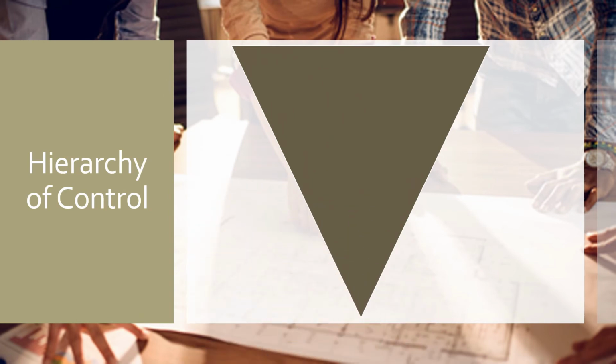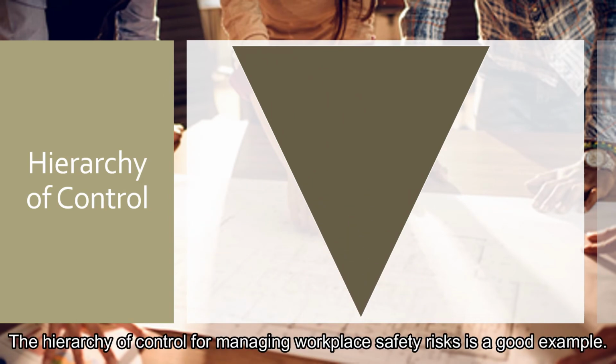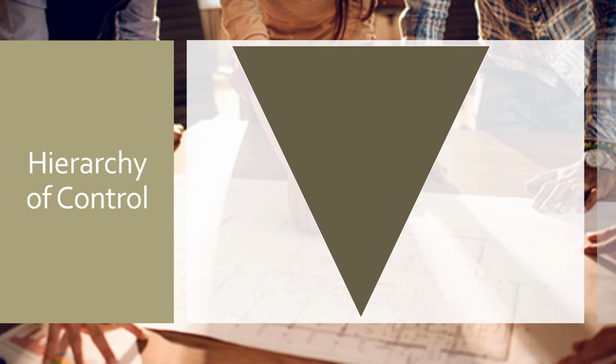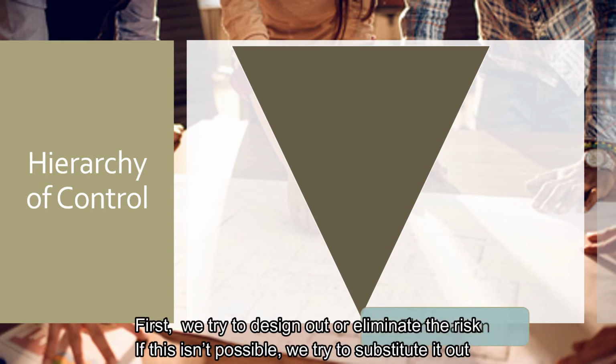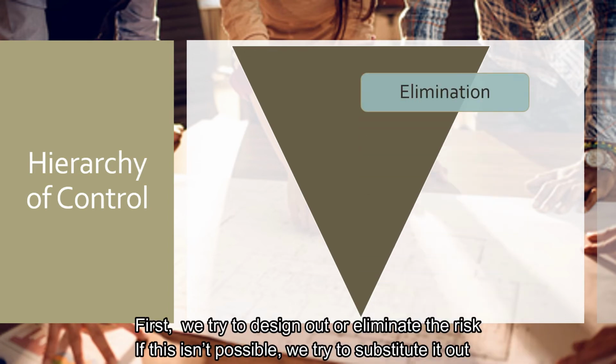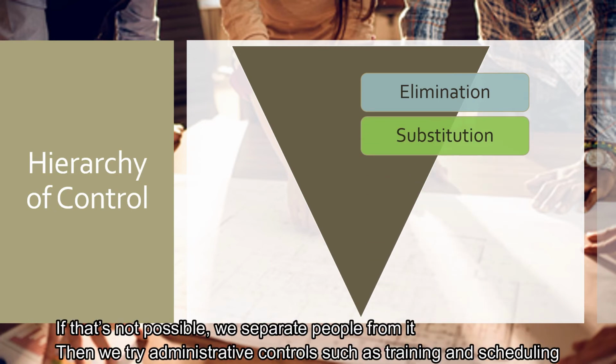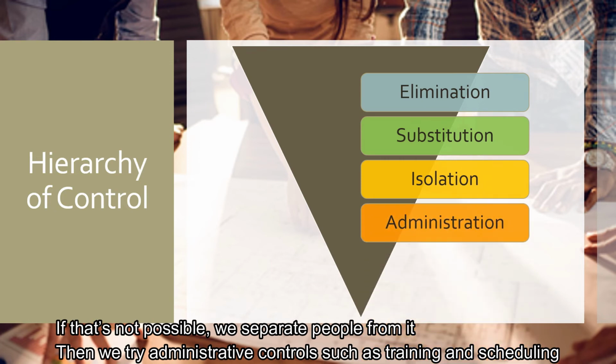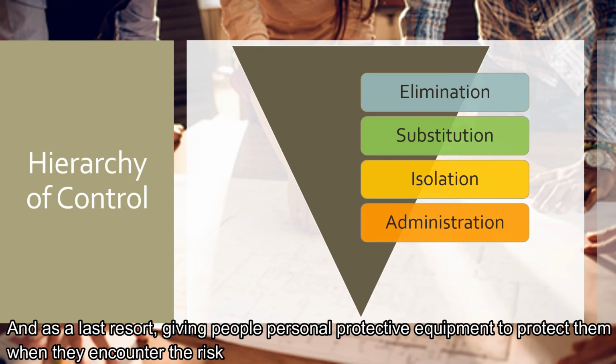The hierarchy of control for managing workplace safety risks is a good example. First, we try to design out or eliminate the risk. If this isn't possible, we try to substitute it out. If that's not possible, we separate people from it. Then we try administrative controls such as training and scheduling, and as a last resort, giving people personal protective equipment to protect them when they encounter the risk.